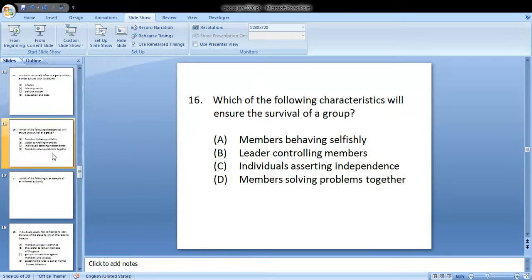16 says, which of the following characteristics will ensure the survival of a group? A. Members behaving selfishly. B. Leader controlling members. C. Individuals asserting independence. Or D. Members solving problems together. We know it would be D. Members solving problems together.